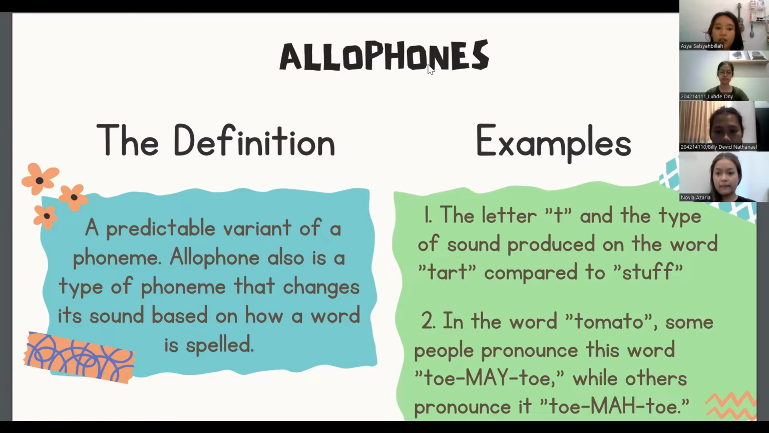Allophones are non-contrastive variants of a phoneme, since substituting one allophone for another allophone of the same phoneme will not lead to a different word. For example, in number 2, in the word tomato, some people pronounce it one way, while others pronounce it another way. But the meaning of tomato doesn't change. It's just a different way of pronouncing. Next.